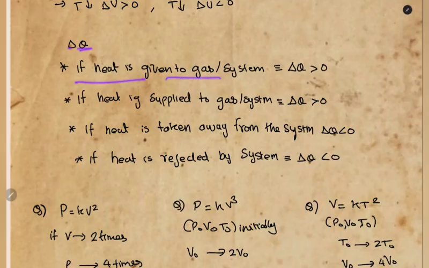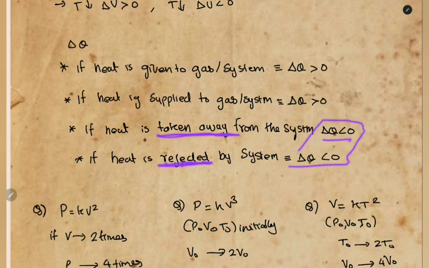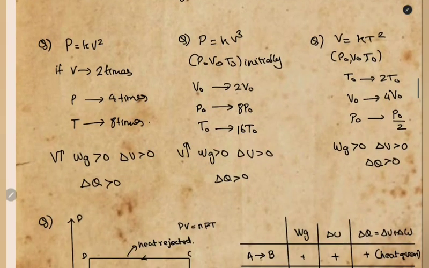If heat is given to the gas or the system, the heat will be increasing and delta Q will be greater than 0. When heat is supplied to the gas or the system, delta Q will be greater than 0. If heat is taken away, it is itself a negative quantity, right? So when taken away or rejected, basically this delta Q will be less than 0. Okay, as simple as it is.